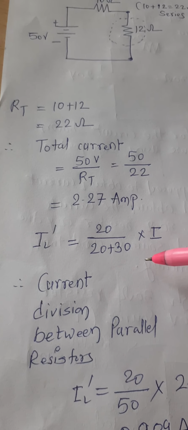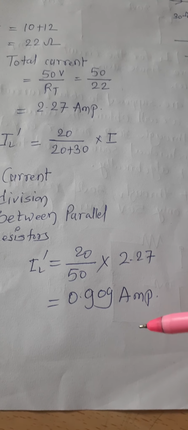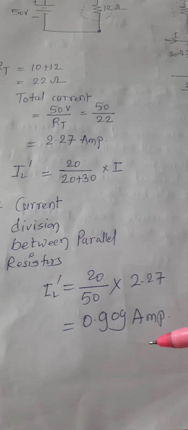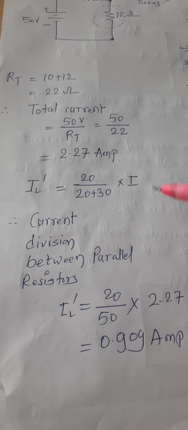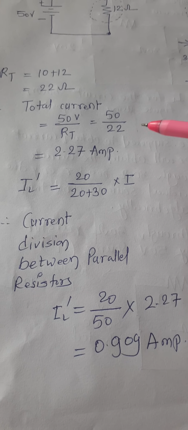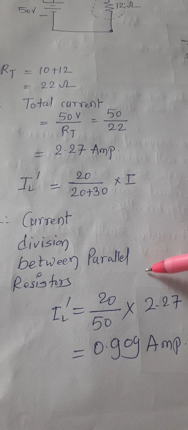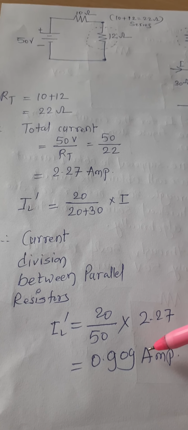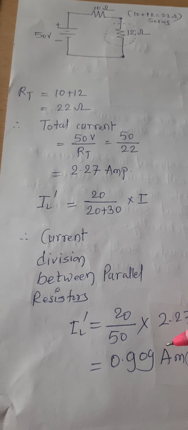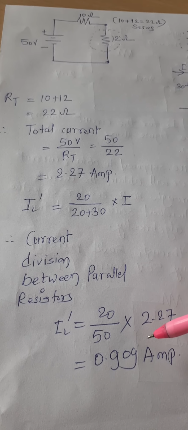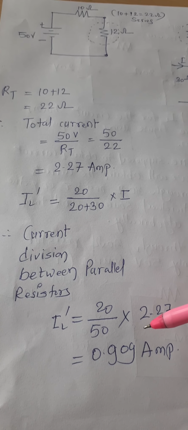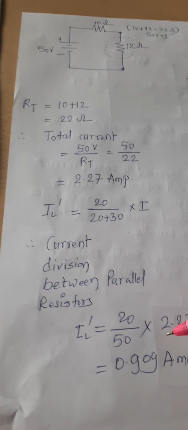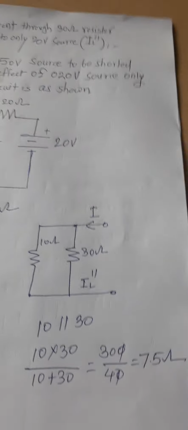Current division method we are applying. So by the current division method we get this current, 0.909 ampere. You can see this step by step. I am holding the camera so that you will get the total idea. This is the current IL dash in the 30 ohm resistance due to the first source, 50 volts. Now we are going to solve for the other source.